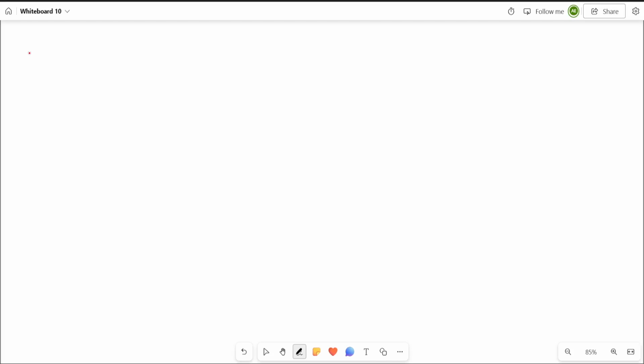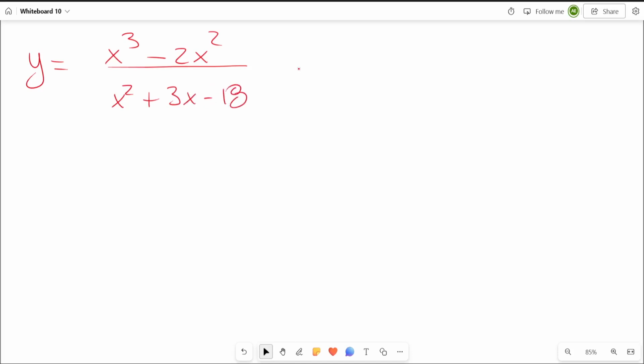Our function is now y equals x cubed minus 2x squared over x squared plus 3x minus 18. Okay, this is a rational function. So as always, let's start with the domain, saying that the denominator cannot equal 0. So let's solve the denominator equals 0 and see what it is going to give us.